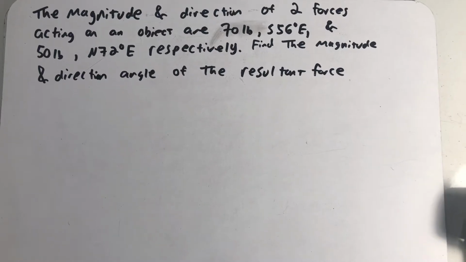The magnitude and direction of two forces acting on an object are 70 pounds south 56 degrees east and 50 pounds north 72 degrees east, respectively. Find the magnitude and direction angle of the resultant force.